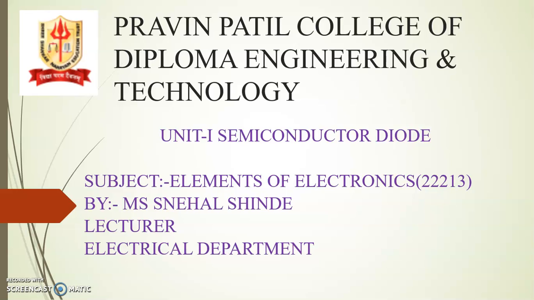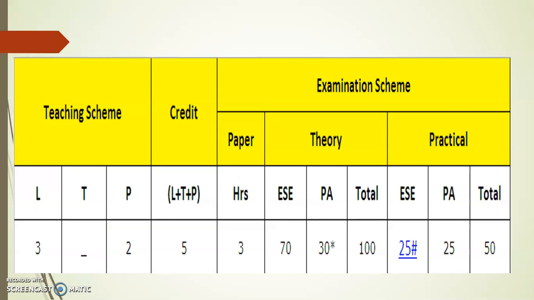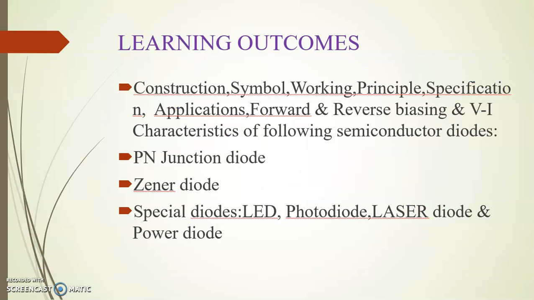Subject is Elements of Electronics. Subject code is 22213, Unit 1, Semiconductor Diode. In the previous video, we have studied the overview of the course outcome, the teaching scheme, the examination scheme, and the total number of chapters. From now, we will start chapter 1, that is the semiconductor diode.